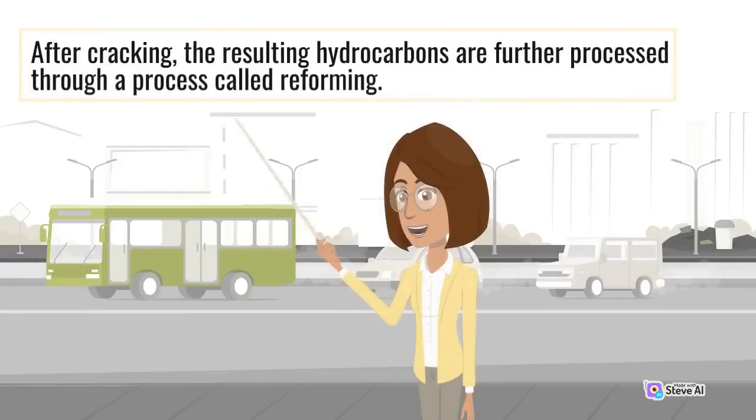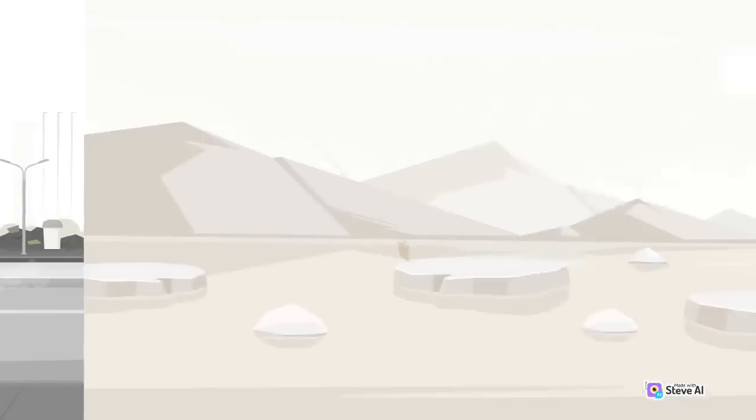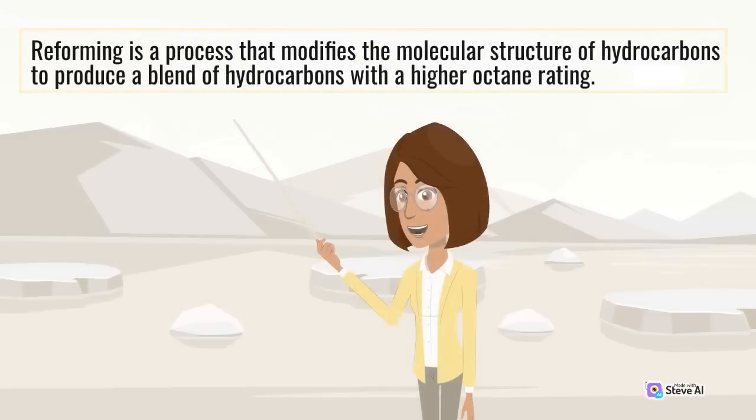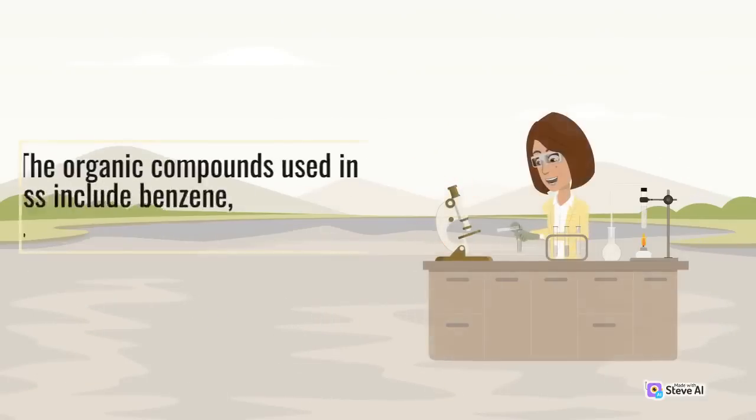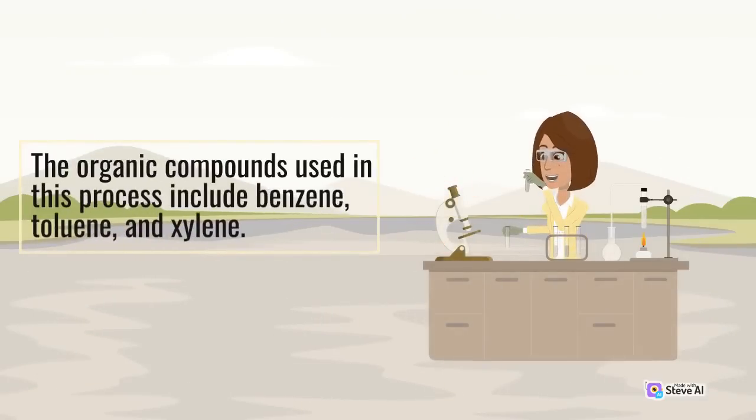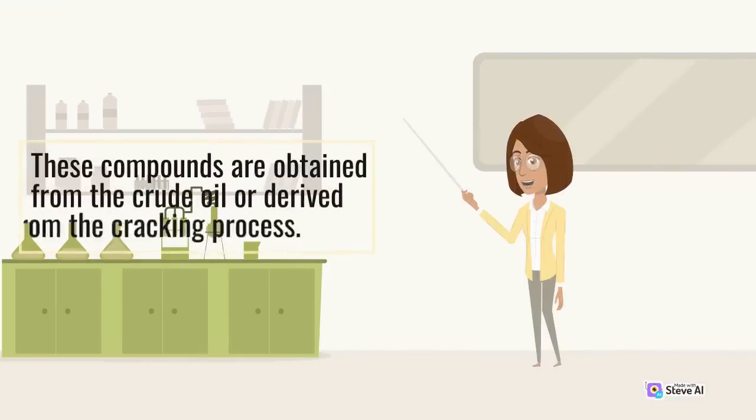After cracking, the resulting hydrocarbons are further processed through a process called reforming. Reforming is a process that modifies the molecular structure of hydrocarbons to produce a blend of hydrocarbons with a higher octane rating. The organic compounds used in this process include benzene, toluene, and xylene. These compounds are obtained from the crude oil or derived from the cracking process.